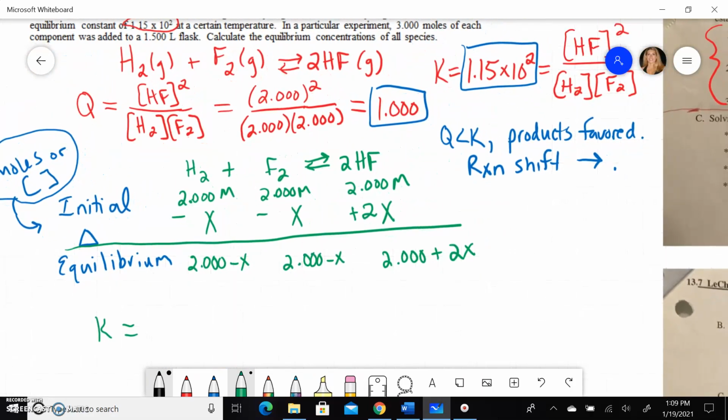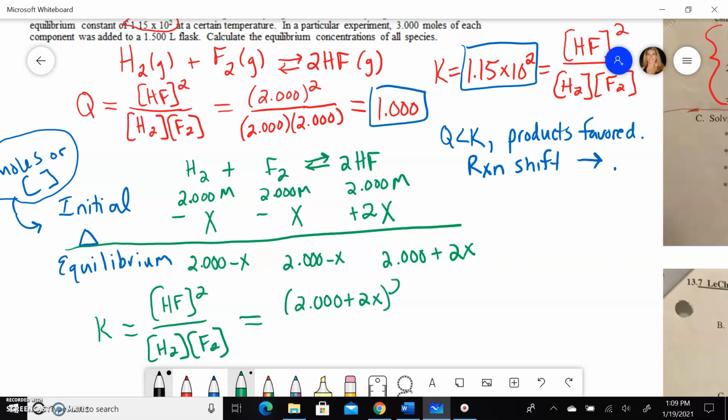So we already know that K equals HF squared over H2 times F2. But these are equilibrium amounts. So now we're going to plug in what we got in our ICE box. Don't forget that square.